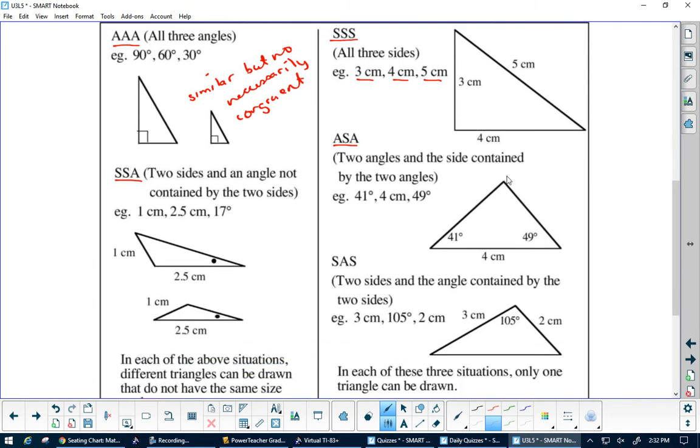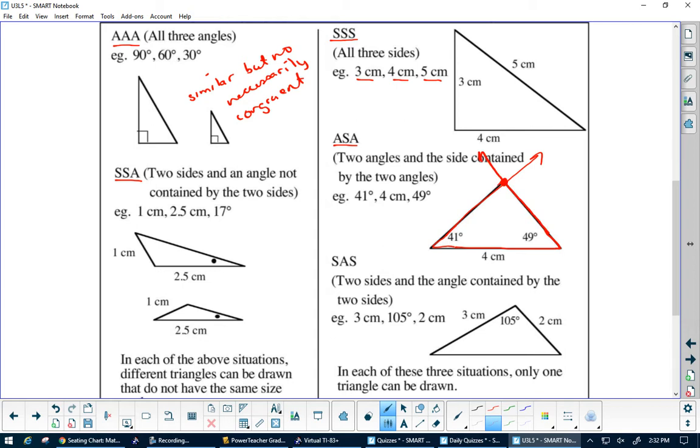Angle, side, angle is also true. Do you see that if you had to draw this triangle, and this had to be 40, and this had to be 41, this had to be 49, there's only one triangle you can come up with, okay? Because this angle has to be 41, this length has to be 4, and this has to be 49 degrees. Now, these sides don't matter, because if you just drew this side like that, and you drew this side like that, they would all intersect right there.